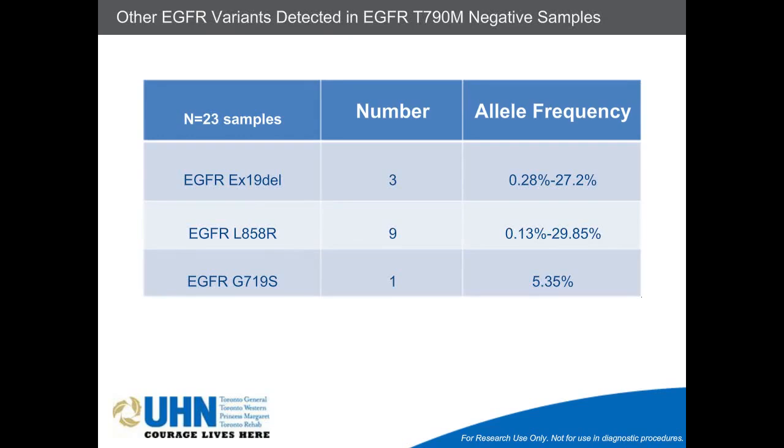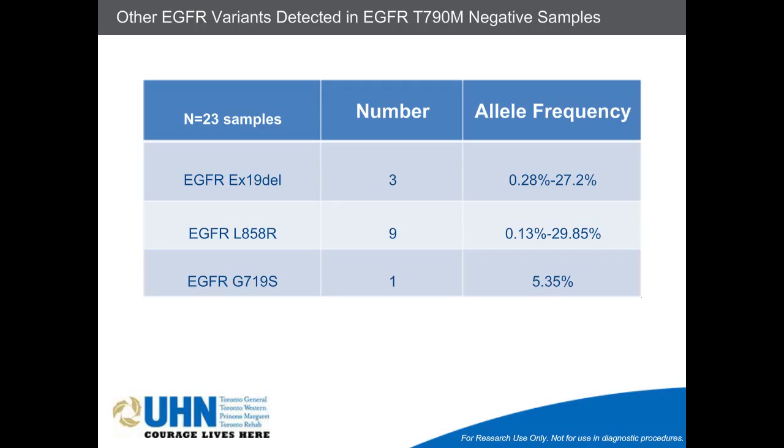Of the other EGFR variants we found in the T790M negative samples, we did confirm that there were other EGFR mutations within those samples. So for example, exon 19 deletion, L858R or G719S. And so this is useful because it does still indicate that the tumor was releasing cell-free DNA into peripheral circulation, but that T790M wasn't detected. So by including these additional sensitizing mutations within the test, it does give you some measure of confidence that the tumor was releasing cell-free DNA, which would be different than if you had a completely negative test result on an assay.